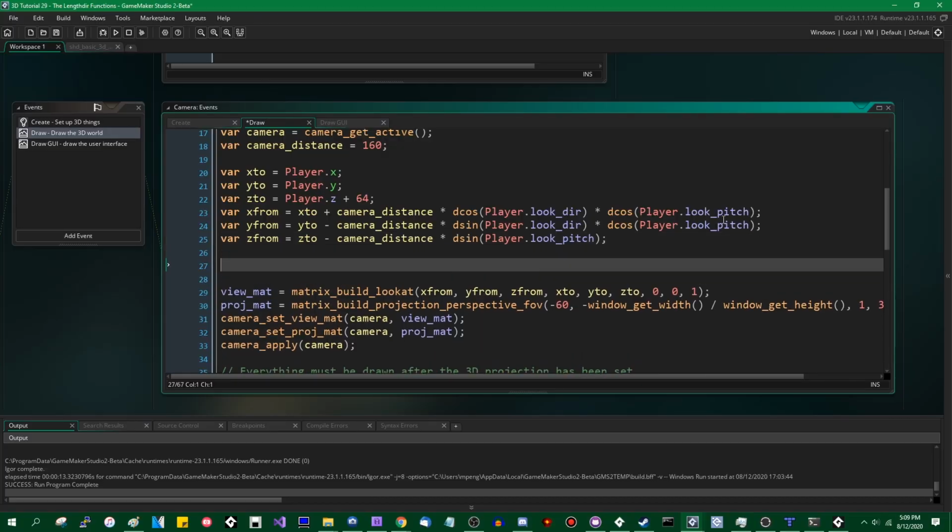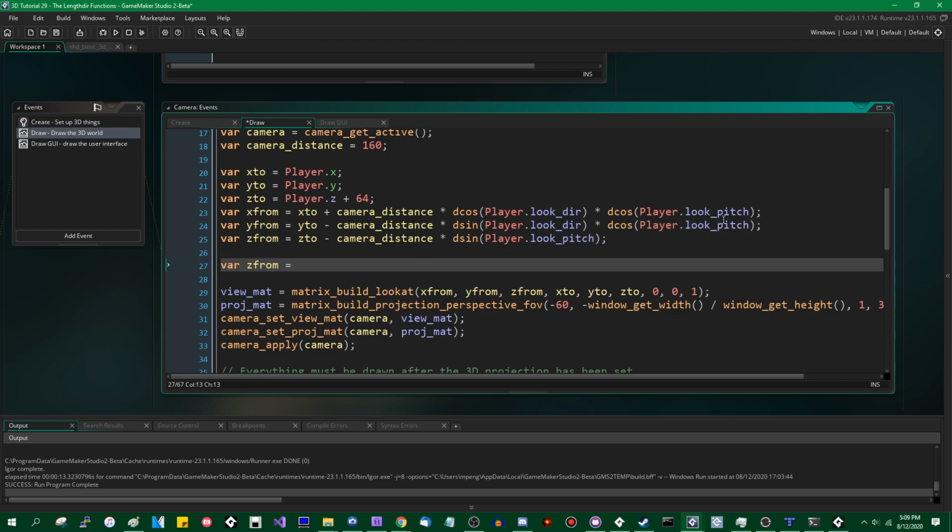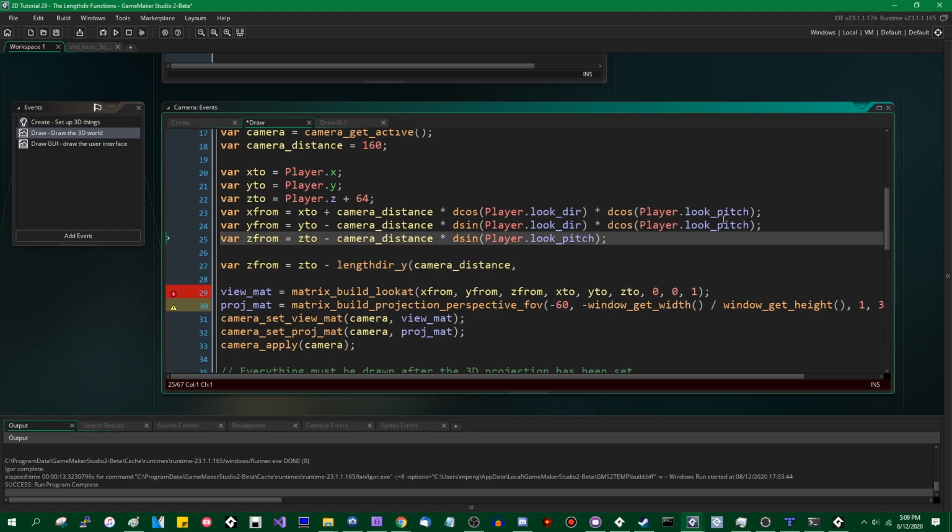So it's not uncommon when you ask a question about angles in the GameMaker community to get an answer that includes not sine or cosine, but a function that looks something like lengthdir_x, length with an L-E-N-G-T-H, because I know how spelling works, lengthdir_x or lengthdir_y. And instead of taking a single angle as sine and cosine do, it would take a length, which, if we're going to mirror this line of code, line 25 up here, would be camera distance, and an angle.